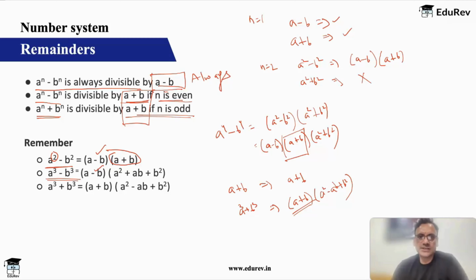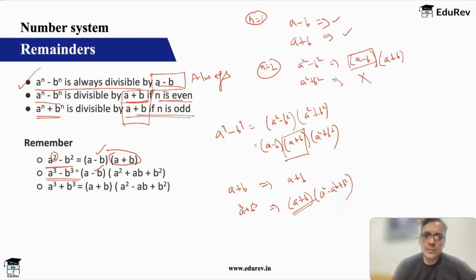Okay, so what does this tell you? That n is odd here, n is even here. In both the cases, a minus b is always there. So anything of the form a to the power n minus b to the power n is always divisible by a minus b, which is the first rule.